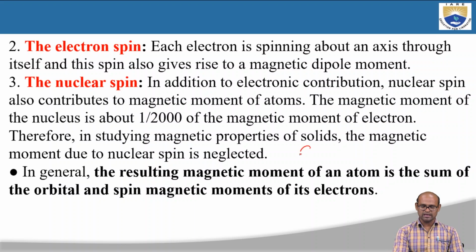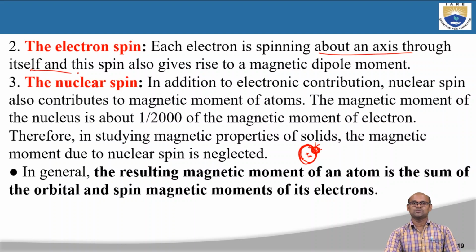When the electron is moving in the circular orbit around this positive nucleus, the electron is also spinning itself, and then it is revolving around this nucleus in a circular orbit. So because of the spin of electron, each electron is spinning about an axis through itself. That spinning also gives rise to a magnetic dipole moment. So this is the second source of magnetization, and the third source is nuclear spin.